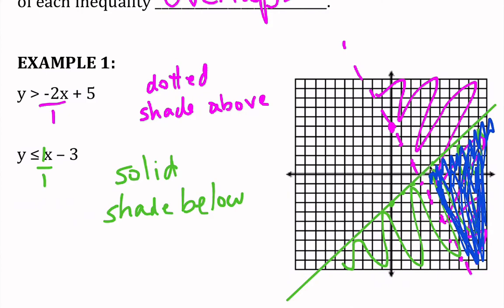So any of this piece over here, those are solutions. And anything inside this dark blue, those are solutions. None of this. And none of this outside stuff. None of this pink, none of this green, none of this.